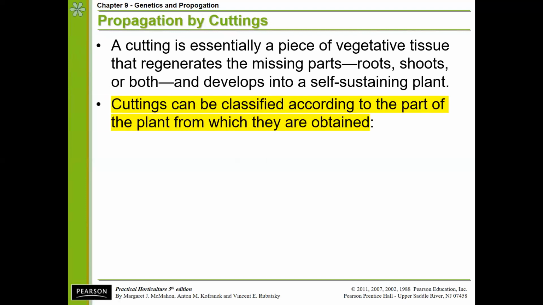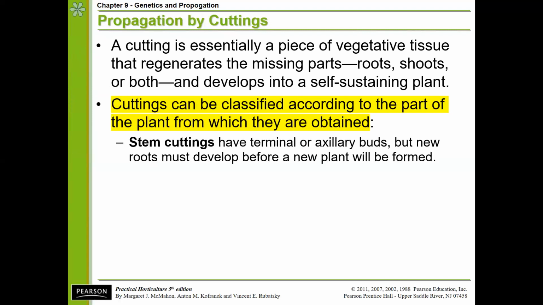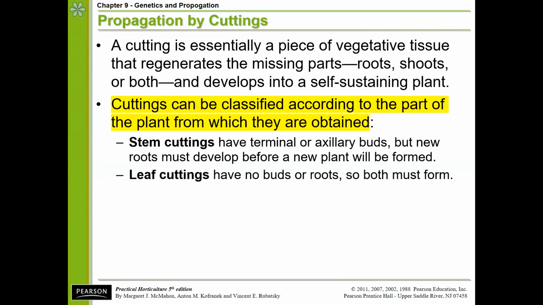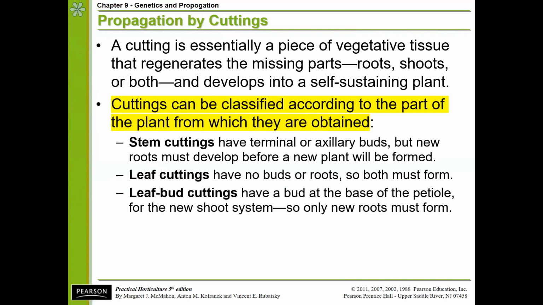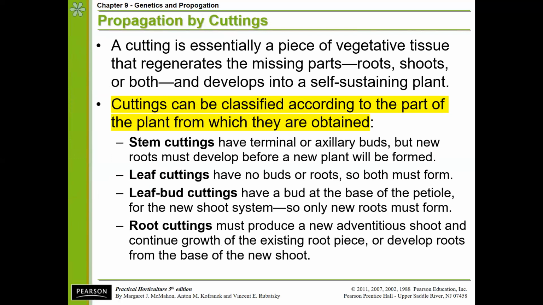And we can look at cuttings. There are different types of cuttings from different parts of the plant. We have stem cuttings, leaf cuttings, leaf bud cuttings, and root cuttings. And recognizing which plants do best under which types of cuttings can lead to more successful propagation.